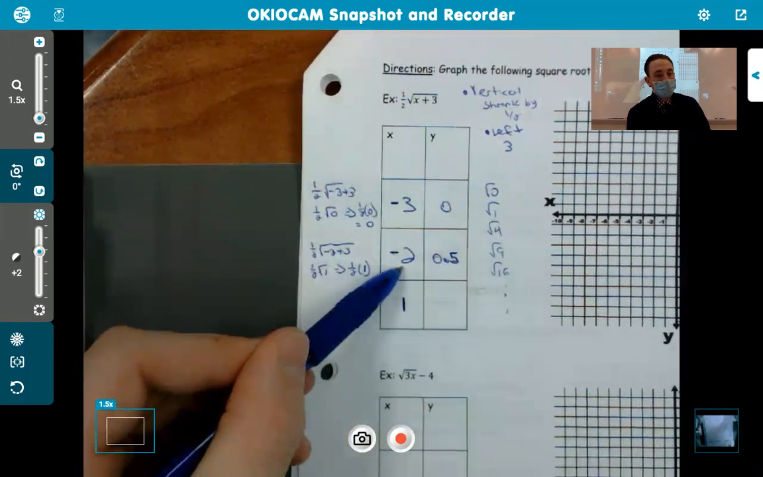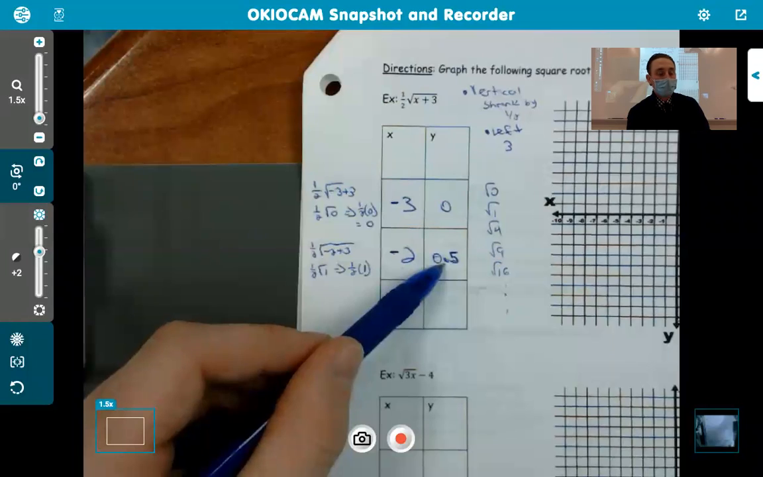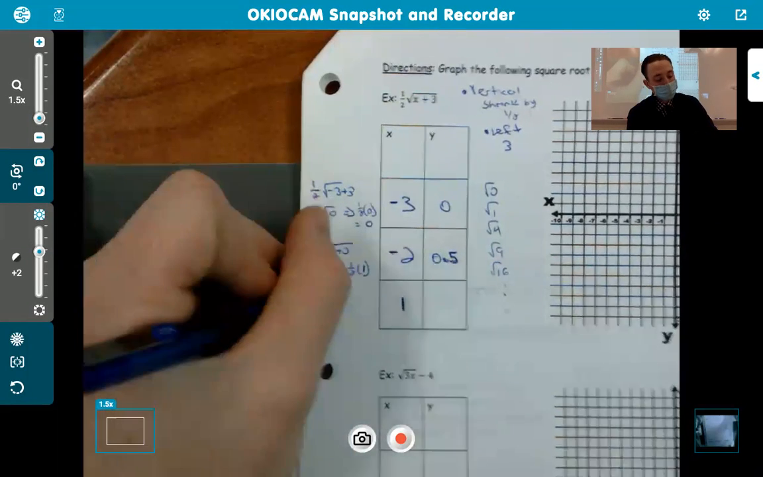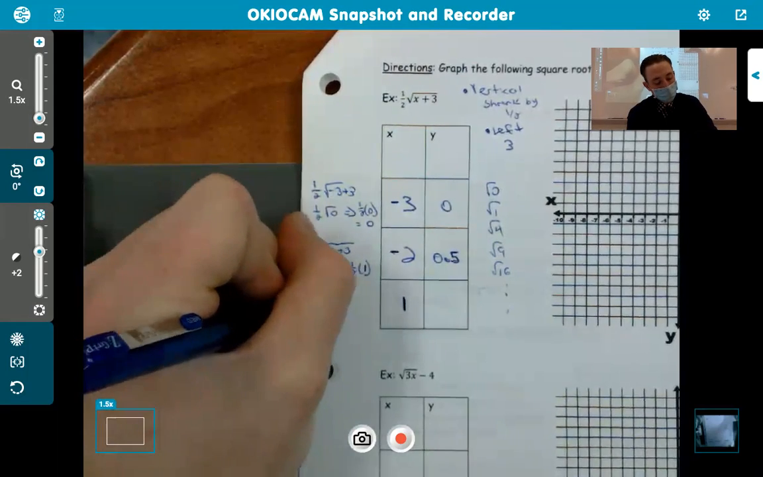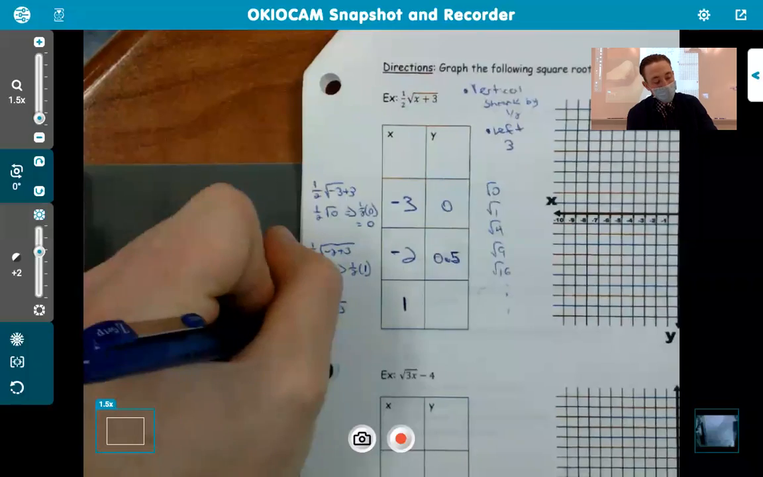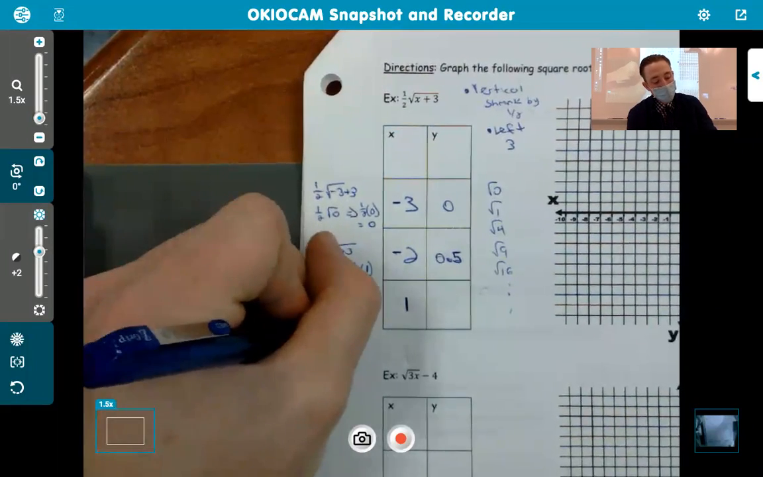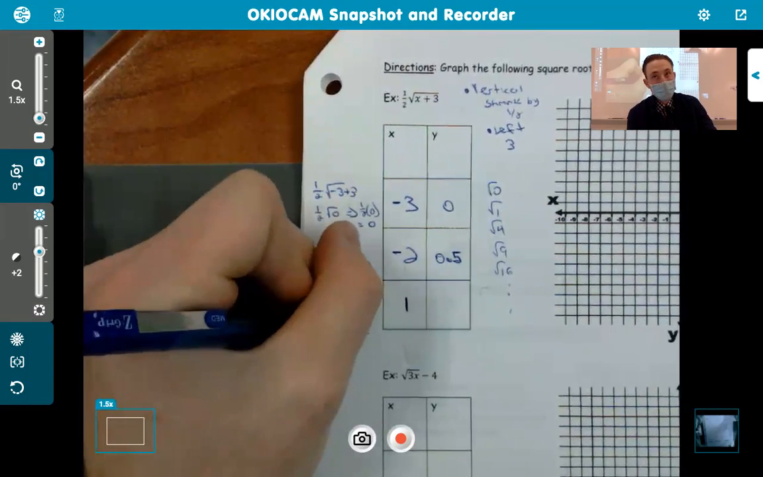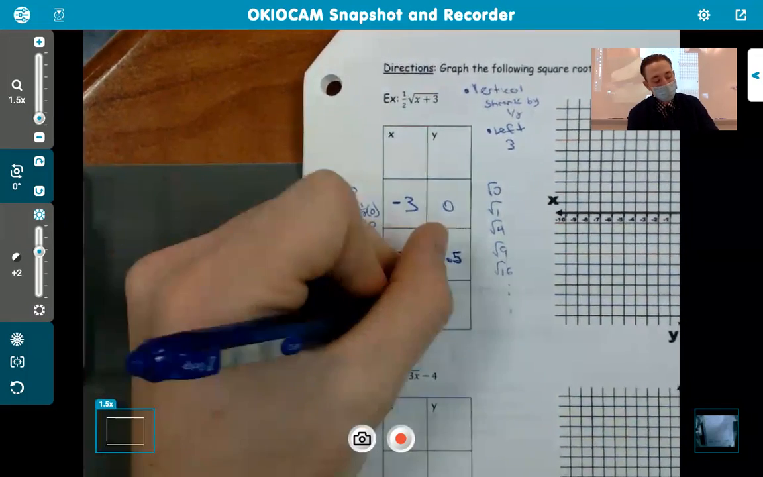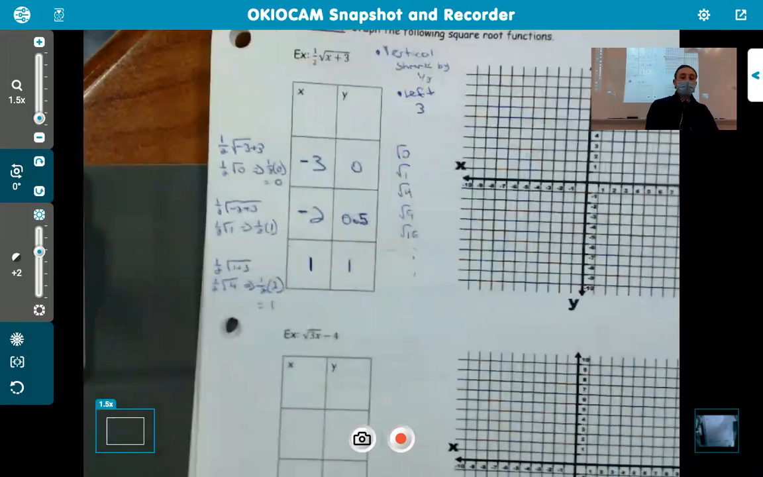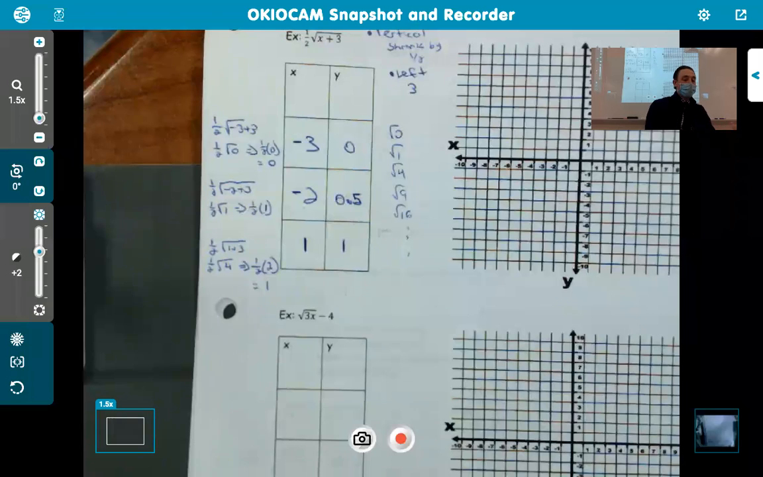So -2 and then 0.5 is your y value, yes. When I plug in 1, I get 1/2 times the square root of 4. Well, what's the square root of 4? And then what's 1/2 times 2? 1. So my points are -3, 0, -2, 0.5, or -2, 1/2, and then 1, 1. Are there any questions about how I found those y values or why I chose the x values to plug in?